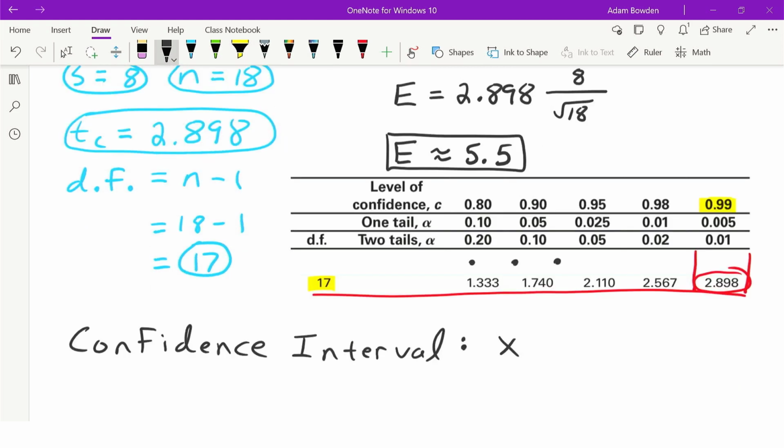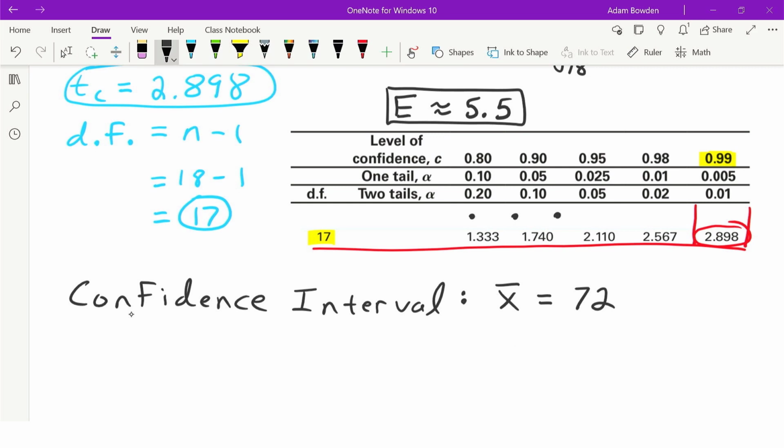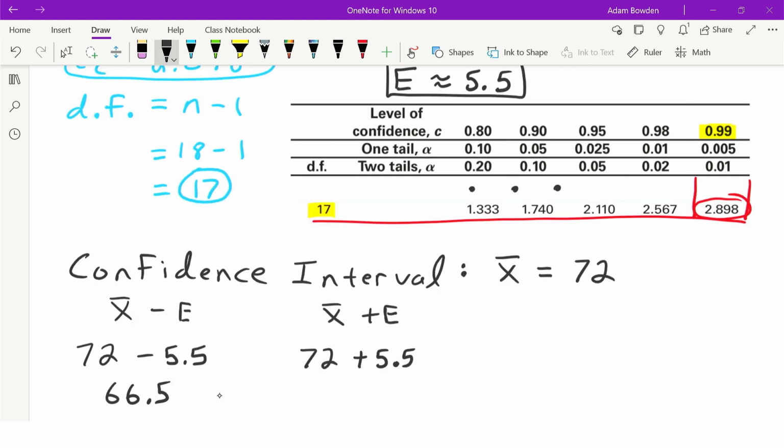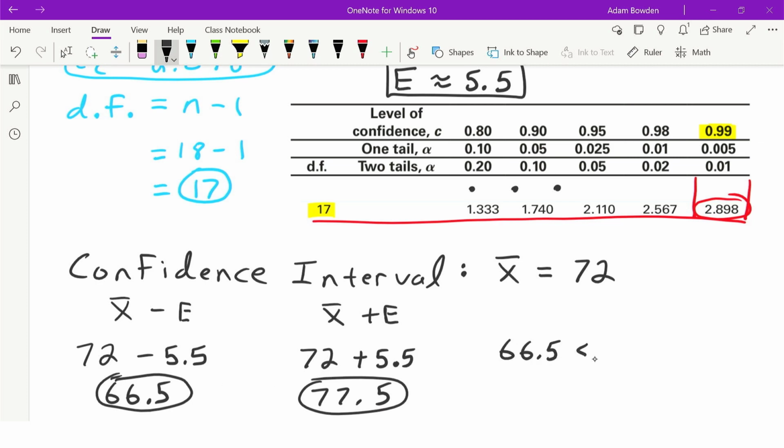So for the confidence interval, we'll take the sample mean of 72, and we're going to add the margin of error and subtract the margin of error to that sample mean. So 72 minus 5.5, 72 plus 5.5. That'll give us 66.5 and 77.5. So the lower number and the upper number for the confidence interval, and we could write that as 66.5 less than mu less than 77.5.